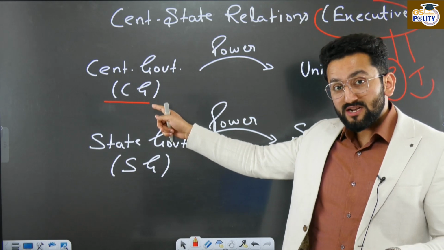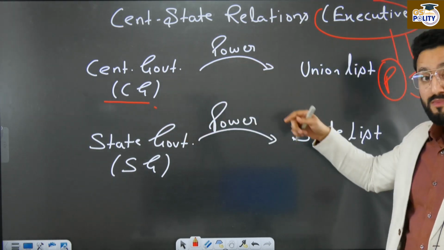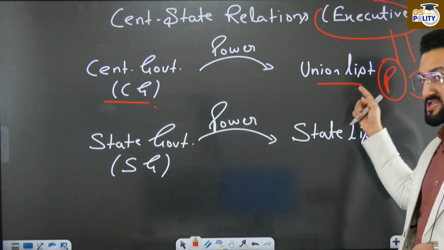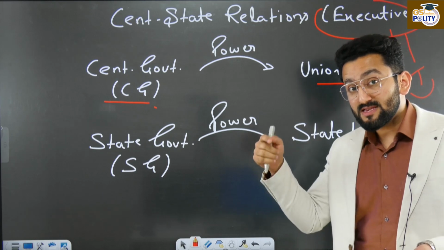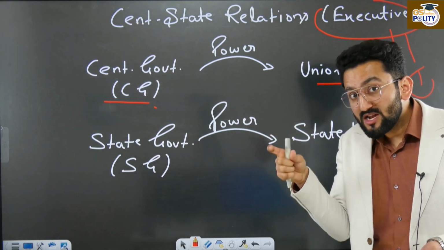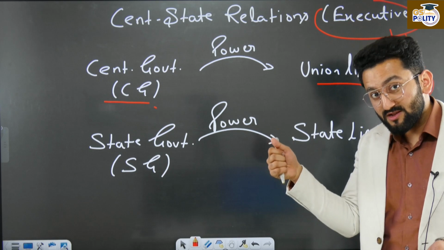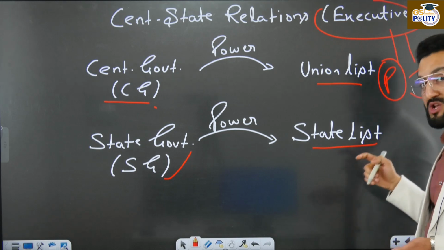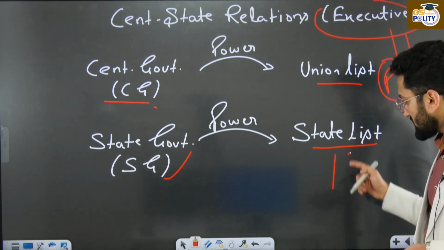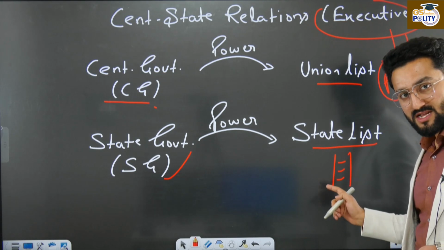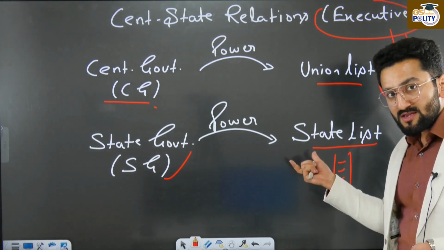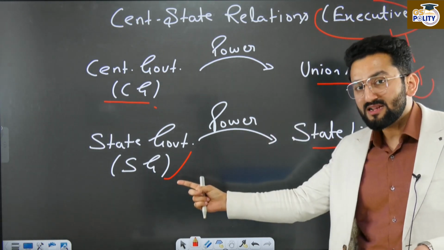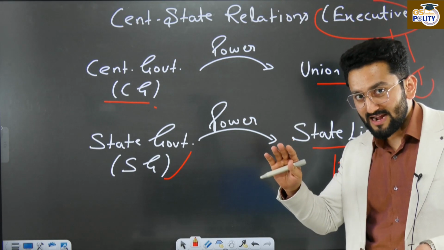So when it comes to central government, it has power to execute policies on subjects which are mentioned in union list. And that is why we were saying that yes, there is similarity between distribution in legislative nature and executive nature, right? In case of state government, they have power with respect to state list. It means matters mentioned in state list, if there are some laws, then these laws need to be implemented. These policies need to be implemented by state government. I hope you're getting clearer, right?